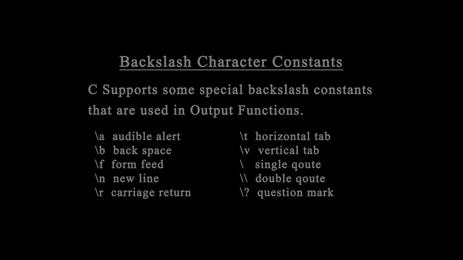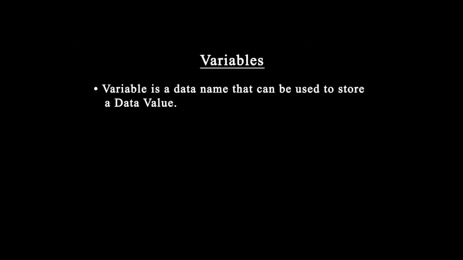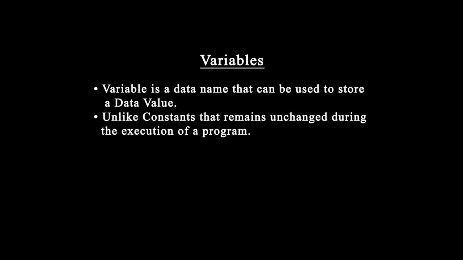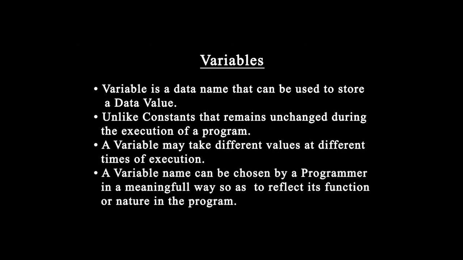So our next topic is variables. A variable is a data name that may be used to store a data value, unlike a constant that remains unchanged during the execution of a program. A variable may take different values at different times during execution. A variable name can be chosen by a programmer in a meaningful way so that it reflects the function or nature in the program.